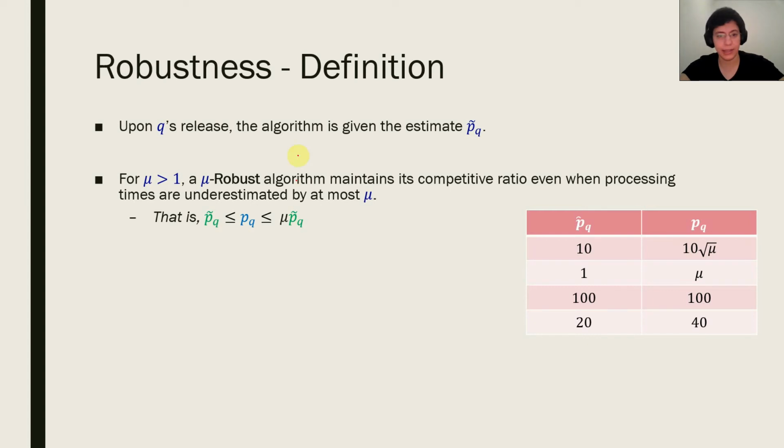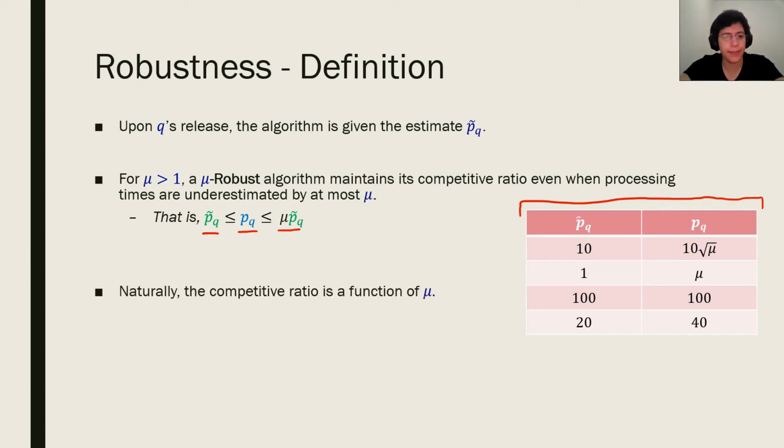Okay, so that means that the actual processing time of a job is at least the estimate that we're given, but at most mu times that estimate. So here are some examples of distortions that may occur in the model where the distortion is mu. Okay, so now naturally the competitive ratio is going to be a function of this distortion mu.